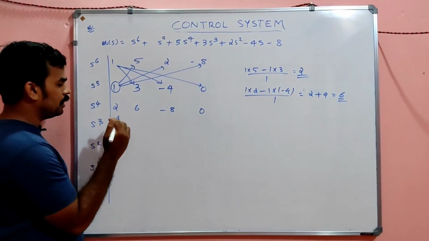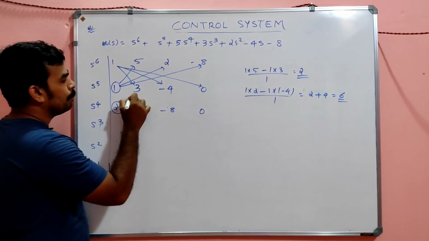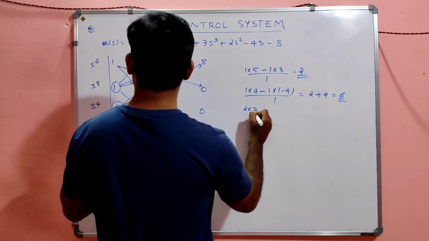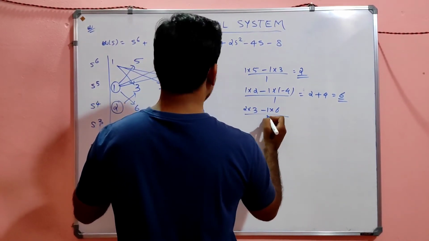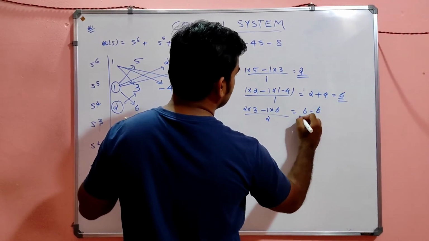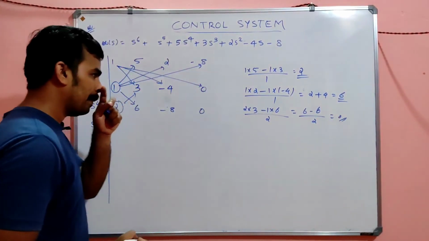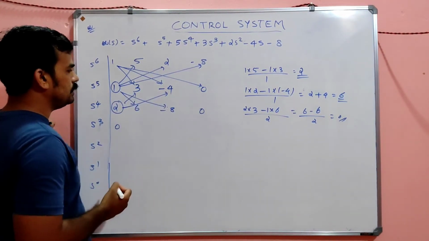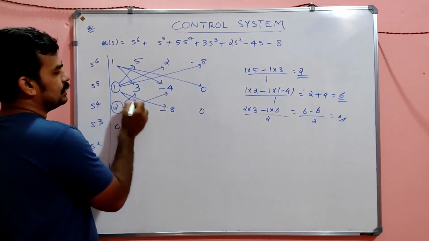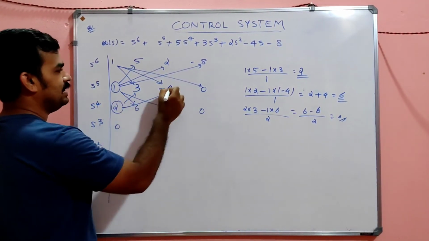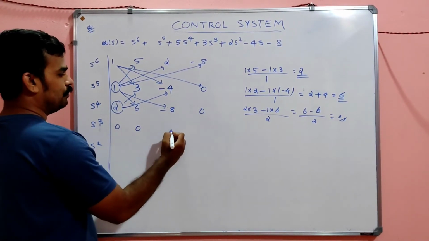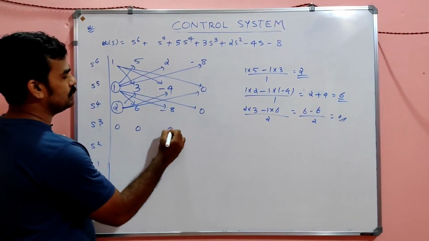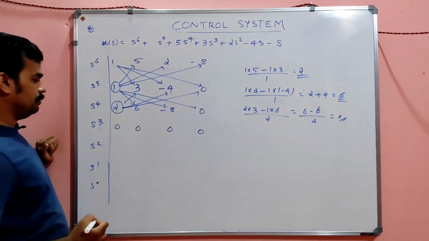Next you have to find this element. How can we find this element? Focus on this into this minus this into this by this. So it will become 2 into 3 minus 1 into 6 by 2. 6 minus 6 by 2 is equal to 0. This term, this into this minus this into this, so it will be minus 8 plus 8, so again 0. And for this element, this into this minus this into this, so it will become again 0. Simply 0. Everything will be 0.